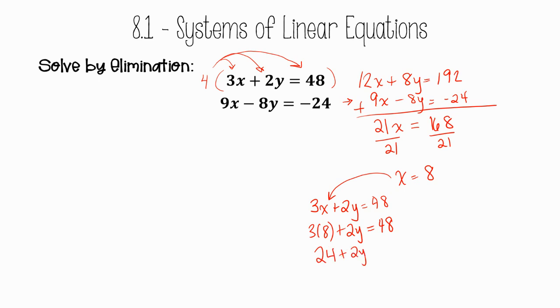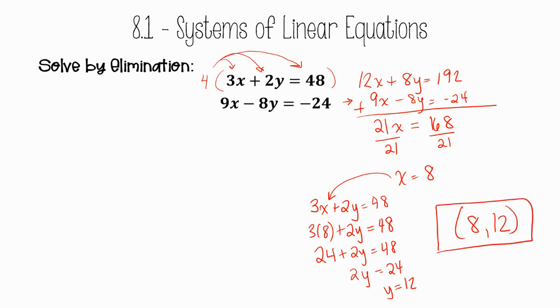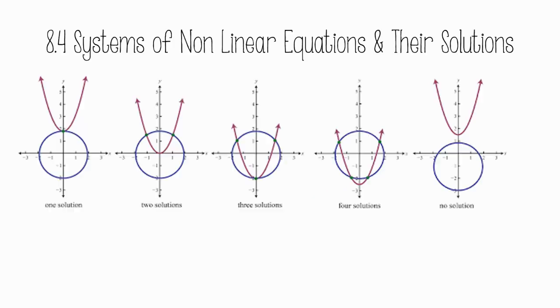plus 2y equals 48. Subtract 24. So 2y equals 24. Divide by 2. And y equals 12. It's really important that my final answer is written as a point. Bada bing, bada boom, we're done. All right, so that was our quick little review for systems of linear equations. If you have any questions, feel free to reach out to me.